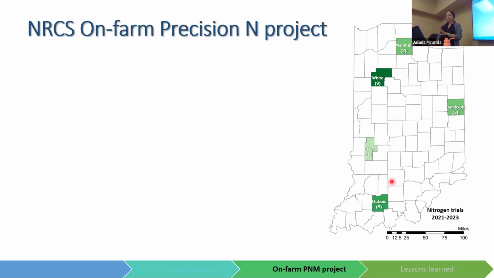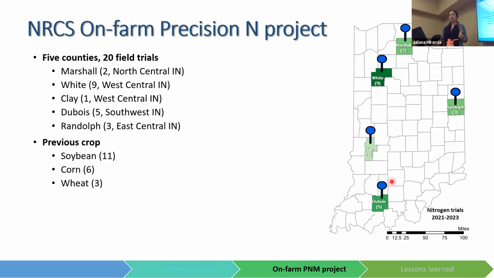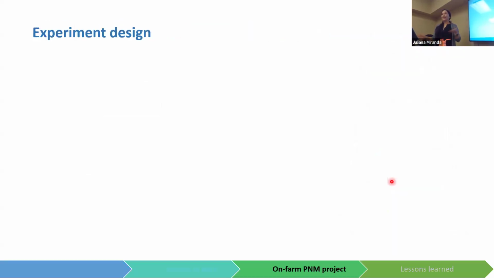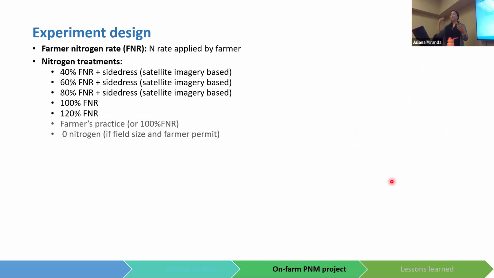So for Indiana, we had 20 nitrogen trials in 5 different counties: Marshall, White, Clay County, Dubois, and Randolph. And we have different conditions in terms of previous crop and tillage system. So, okay, it was 2021, and I was told, okay, we're going to do this project. And I was the one in charge of getting in contact with the farmers and setting up the experiment. So whenever I contact a farmer that was interested in working with us, the first thing that I would ask him was, okay, what is your normal rate? And then based on that, we would define these different treatments.